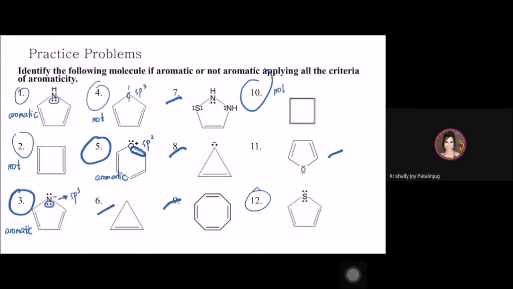And number 12, tell me if the sulfur is sp2 or sp3. Very good, sp3. So, total of 6 pi electrons. Tell me if it is aromatic or not. 6 pi electrons, aromatic or not. Very good. Aromatic.